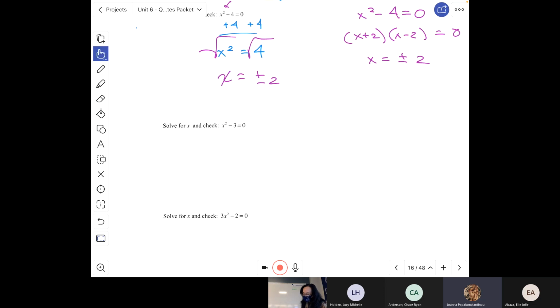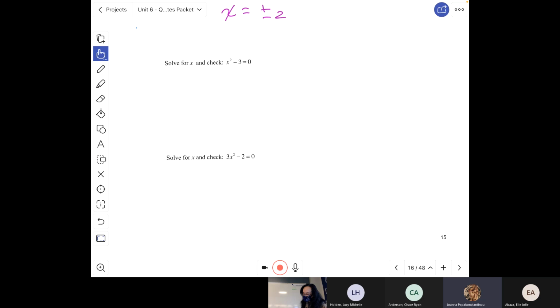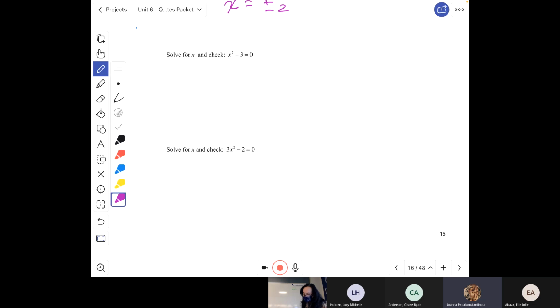The next one, if I'm being asked to solve this using the square root property, what would I do first? Okay. And then? Okay, so x equals? Okay. These aren't hard, right? What about the next one? What would I do first?